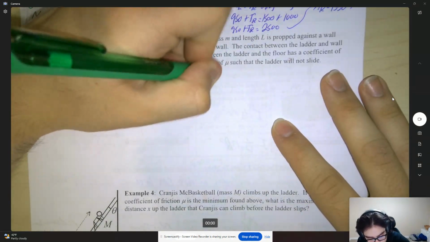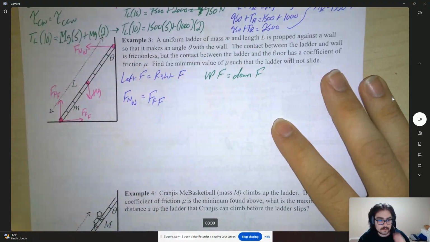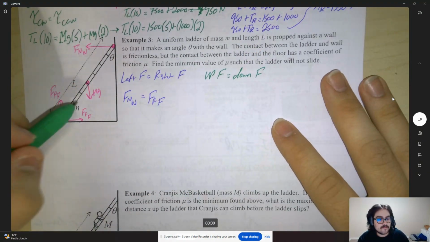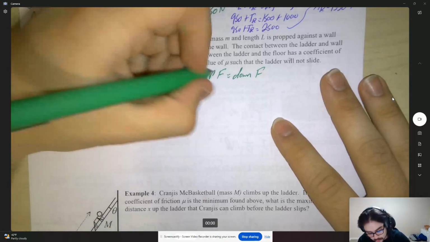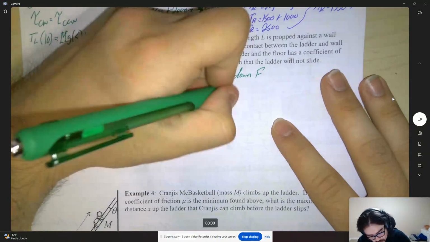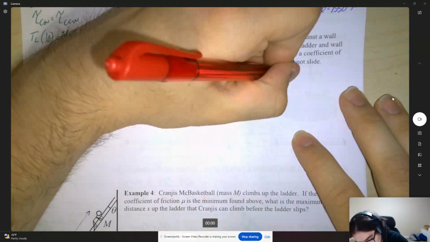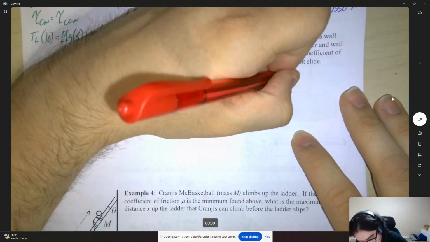I can't really do anything more with that, but I can keep making Newton's second law equations. If I do my up forces equal to my down forces, well, my up force is the normal force of the floor, and my down force is just mg. The final part is that I have to write a balanced torques equation. This is actually where things get a little bit more complicated.